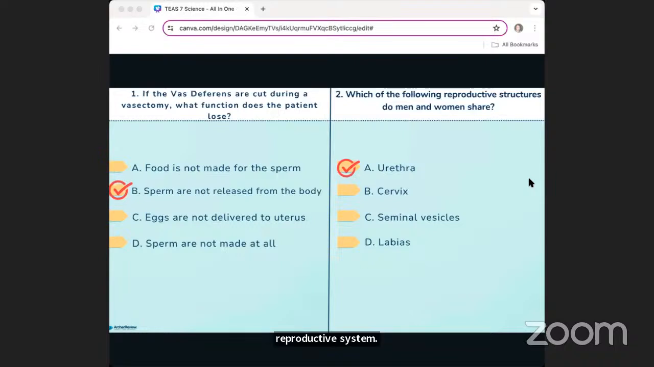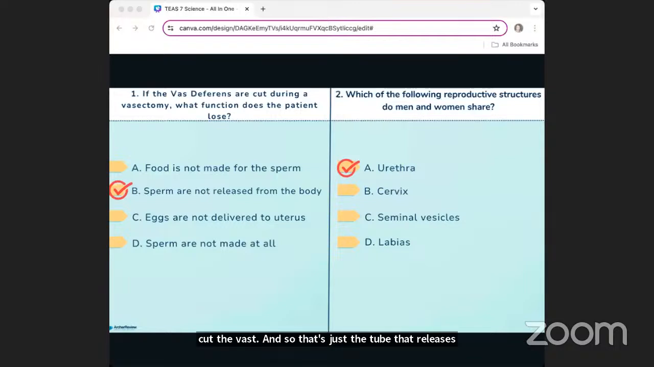And then option D, sperm are not made at all. Well, the sperm are made in the testicles, and we are not doing anything to the testicles. We are going to go ahead and cut the vas deferens. And so that's just the tube that releases the sperm out of the body. So option B is correct.